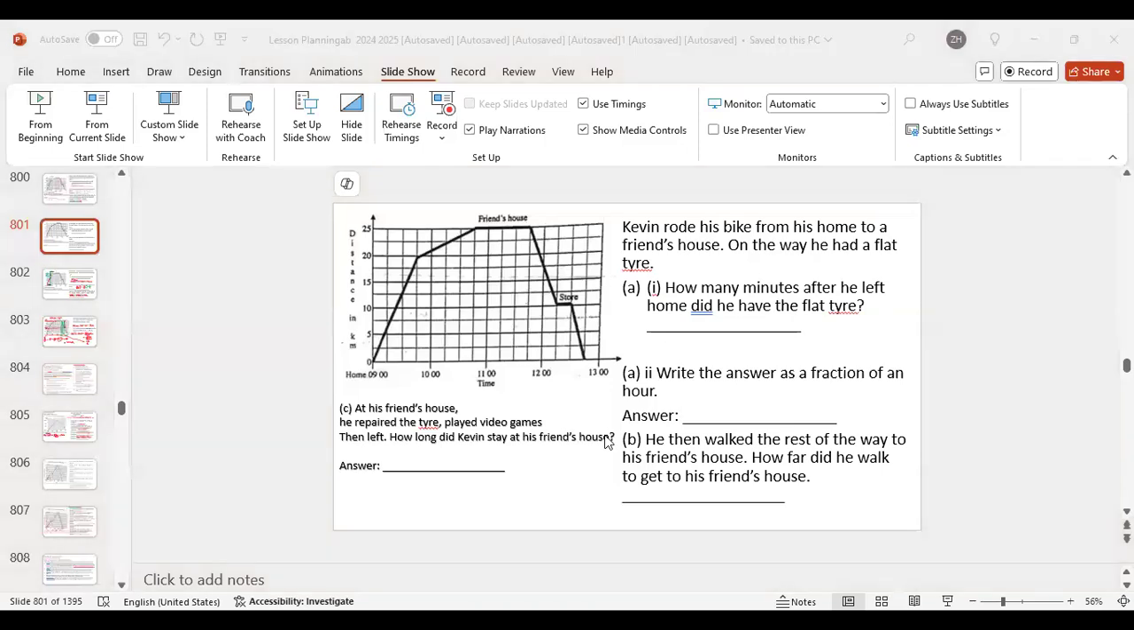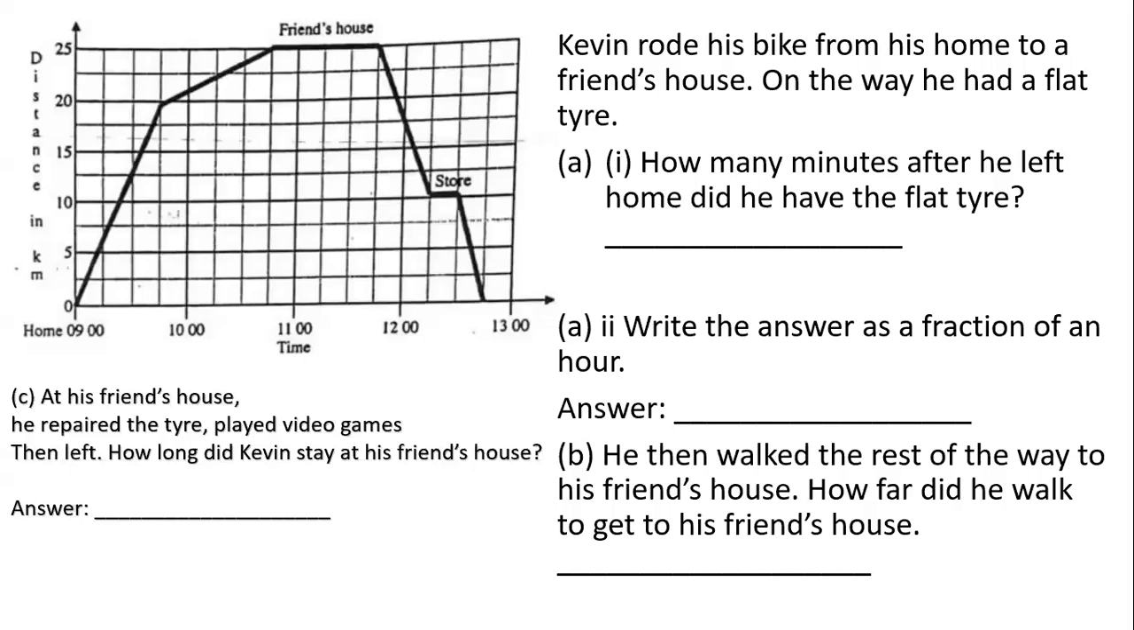Kevin rode his bike from his house to a friend's house. On the way, he had a flat tire. How many minutes after he left his house did he have the flat tire? Write the answer as a fraction of an hour. He then walks the rest of the way to his friend's house. How far did he walk to get to his friend's house? At his friend's house, he repaired the tire, played video games, then left. How long did Kevin stay at his friend's house?